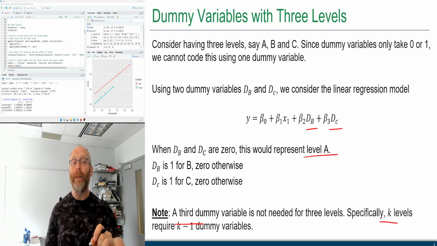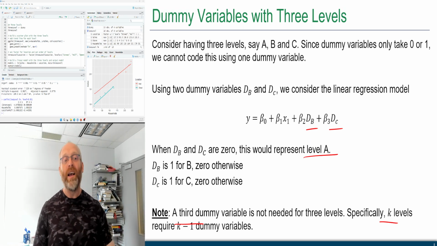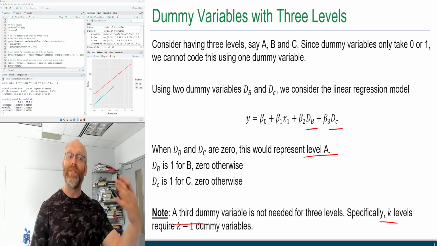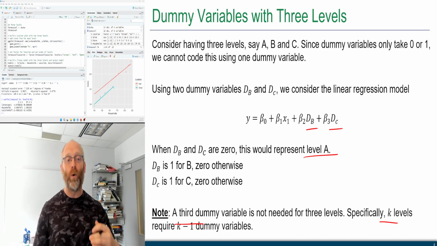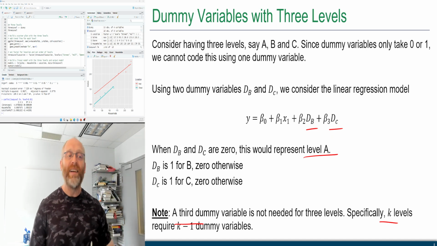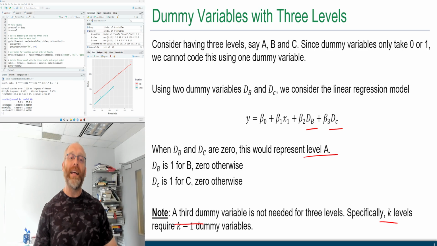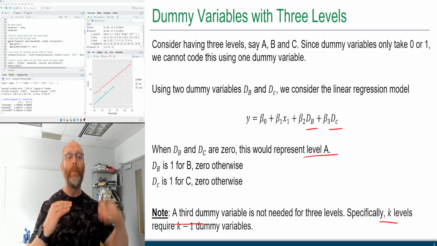Now I'm going to repeat that part because that part is important. There is always that reference level, and in this case we're considering it that very first level, so that's A. So if I activate or turn on, not add 1, but put a 1 in the D sub B, that's the difference from going from A to B.